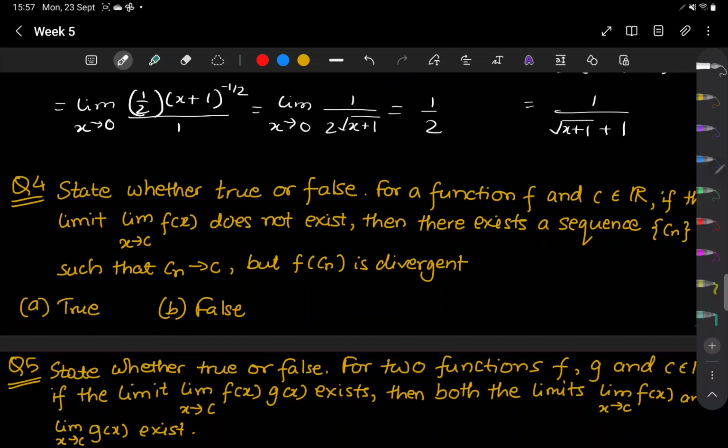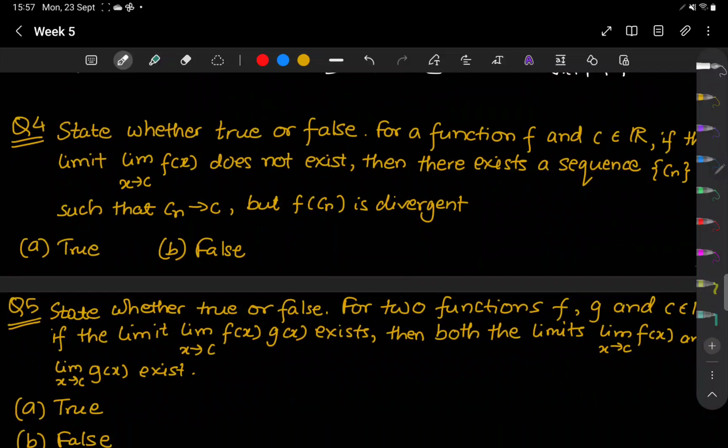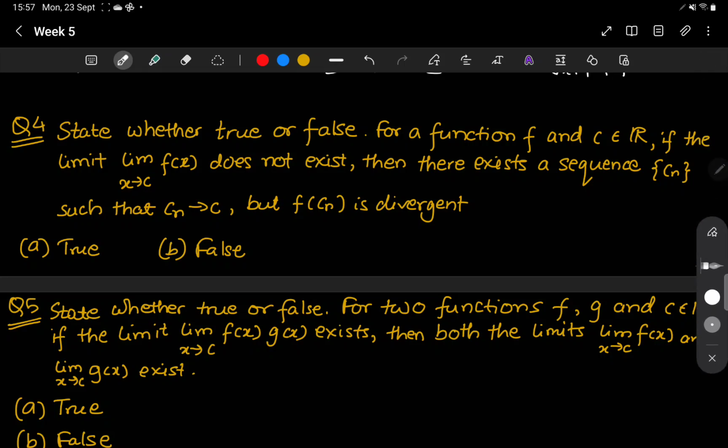Okay, so next question now. So now we have a few true false type questions. State whether true or false. For a function f and c belonging to R, the set of real numbers, if the limit x tending to c of f of x does not exist, then there exists a sequence Cn such that Cn tends to c but f of Cn is divergent. So this is a true false type question. I will launch the true false poll for you.